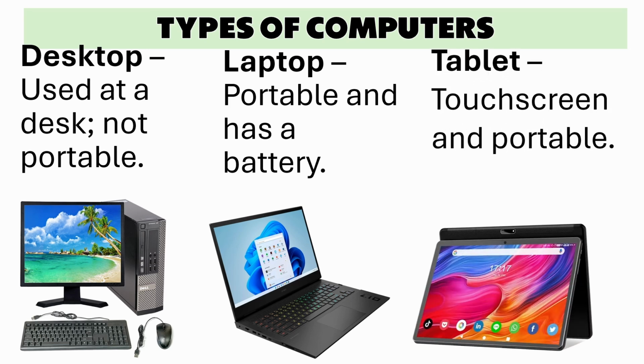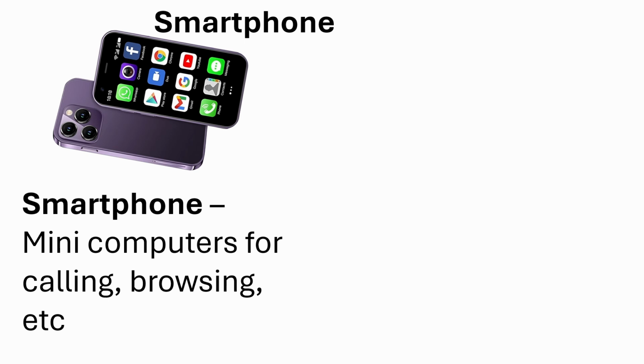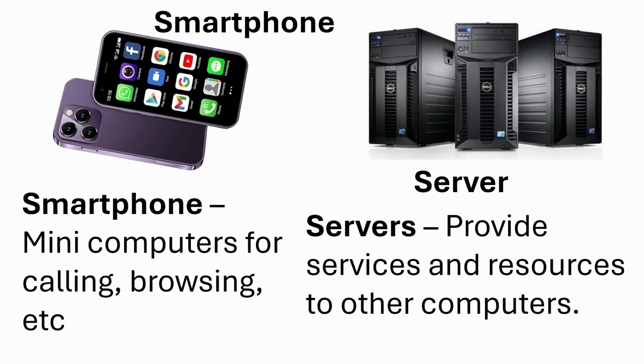Next one is tablet. A tablet is touchscreen and portable, and lighter than a laptop. Another type is your smartphone. It is a mini computer for calling, browsing, etc. So a smartphone is also a computer, just smaller. And then there's the server. It provides services and resources to other computers. You don't see this much, but it helps you store and share data for other computers, especially online.